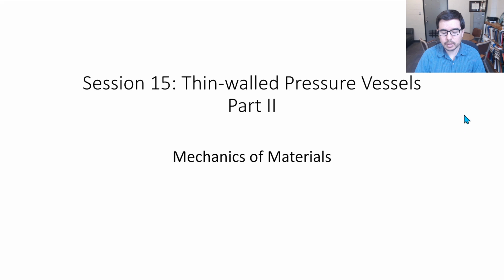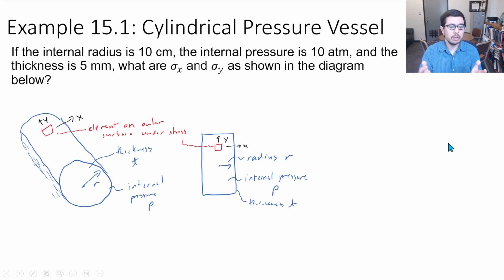So let's go ahead and start with the following problem. We have a cylindrical pressure vessel with an internal radius of 10 centimeters and an internal pressure P. This is a gauge pressure of 10 atmospheres, so that's the difference between the pressure inside the vessel and the pressure surrounding it. It has a thickness of 5 millimeters, and we're asking what are the sigma x and the sigma y shown in this diagram.